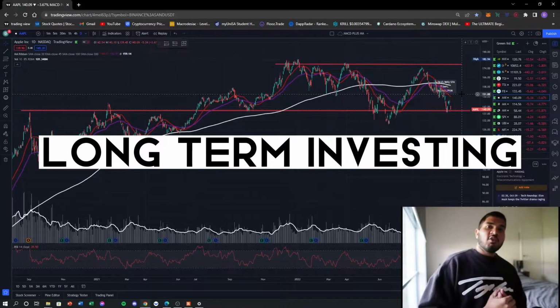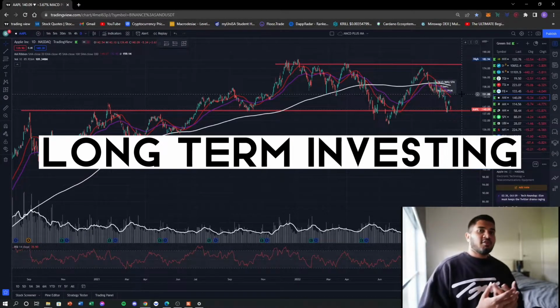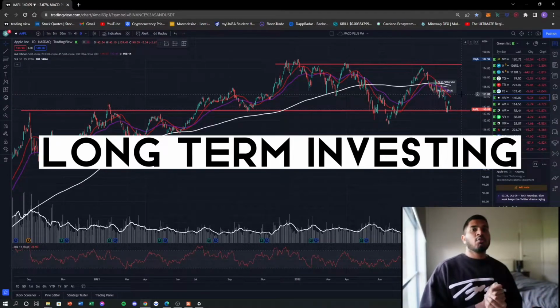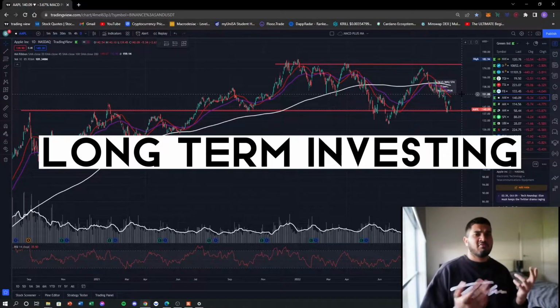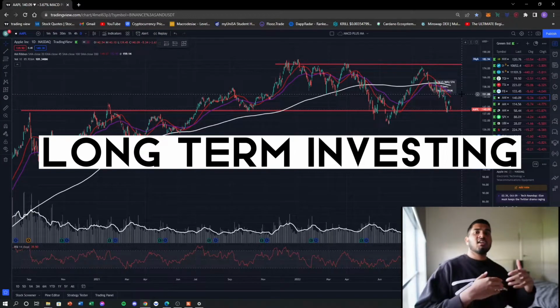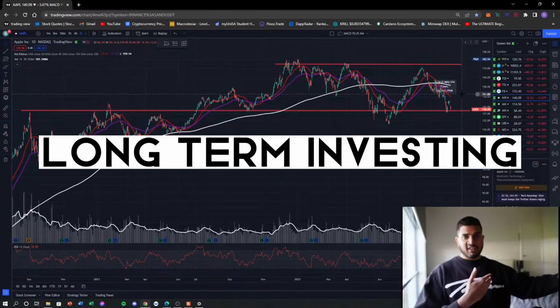Okay, so let's move on to the third type of trading or investing. So this is investing primarily. So investing long term. What does this mean? So this means you buy now, hold a share for 6 months, 1 year, 5 years, 10 years, completely up to you. It just has to be on a longer time frame.